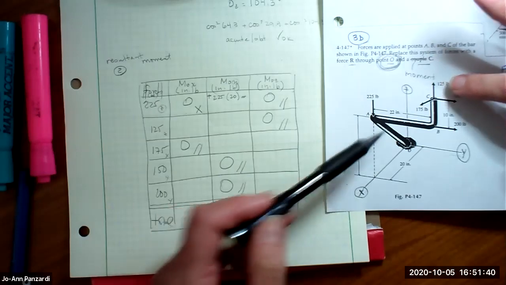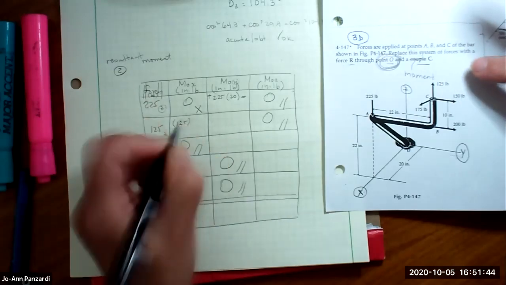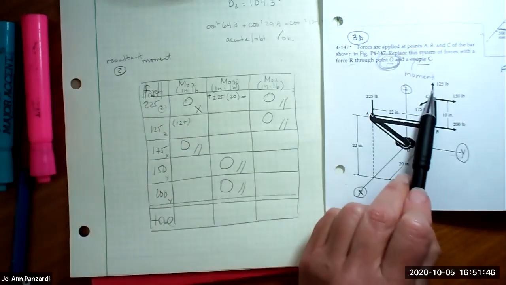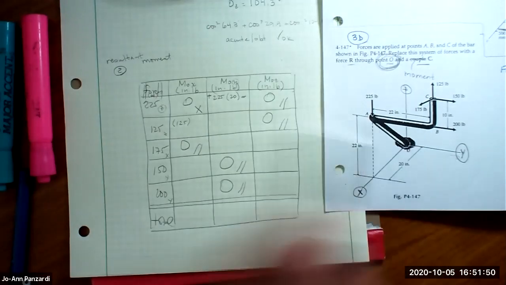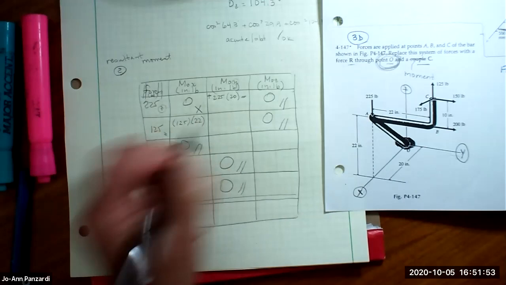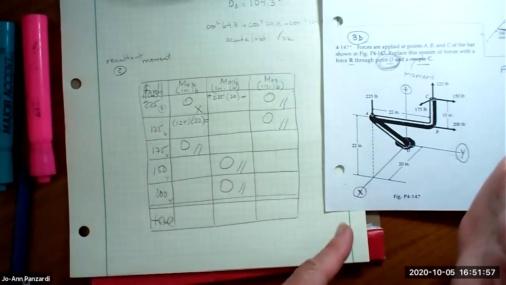So let's see. Moment about x. So I have the 125. The 125 is in the z. I'm trying to find the moment about the x. The distance is in the y. It's 22. Fingers go in the direction of the 125. Palm goes towards x. I got a positive.